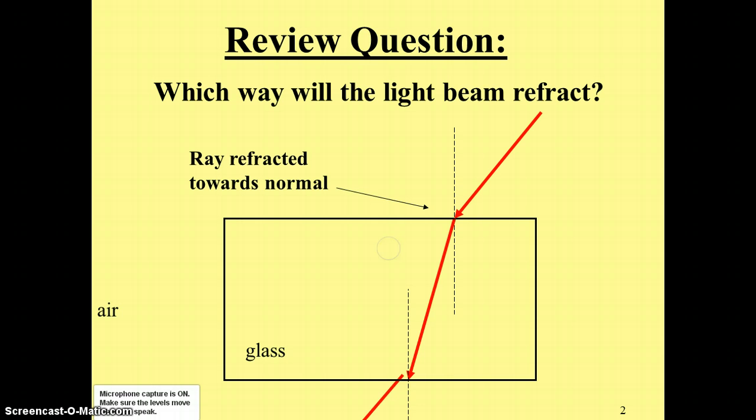So we have to draw our normal line again, and there you see that that beam comes out parallel basically to the original ray. It winds up being disjointed, as you guys saw in the refraction inquiry activity.